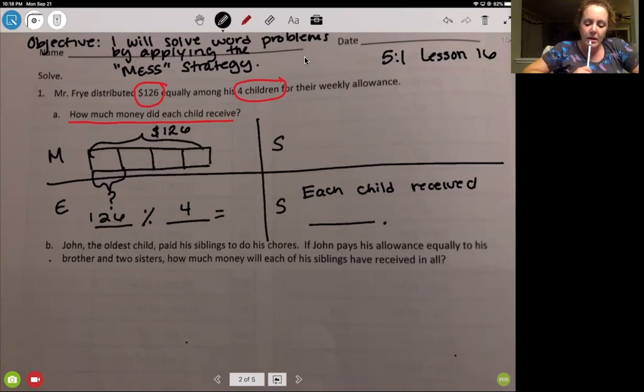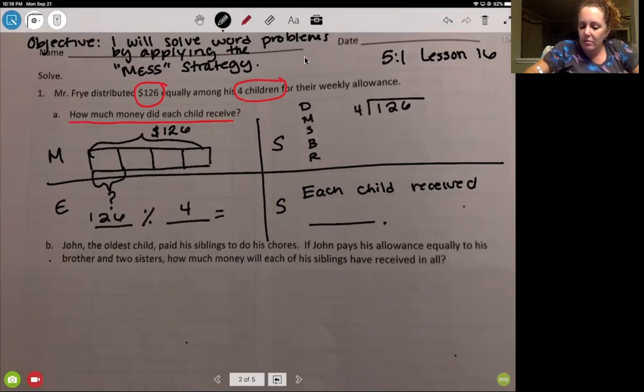Now I'm on to my scratch work. So I remember when I divide, does McDonald's serve burgers raw? So I'm going to put my dividend, $126 in the house, and my divisor 4 outside.